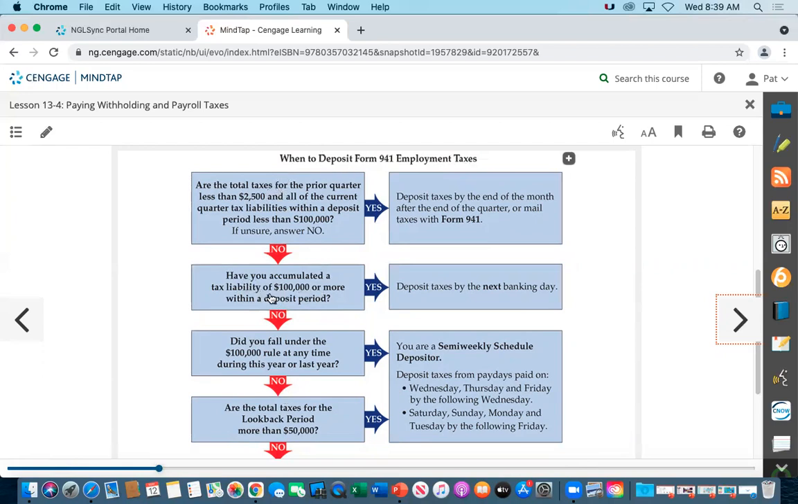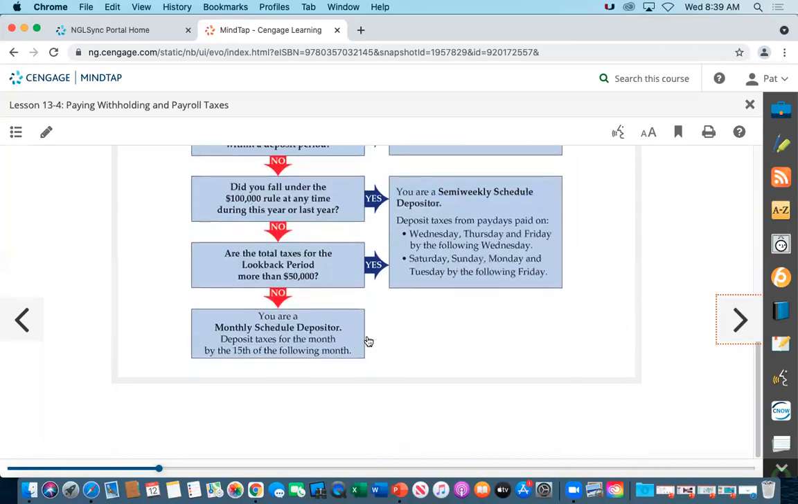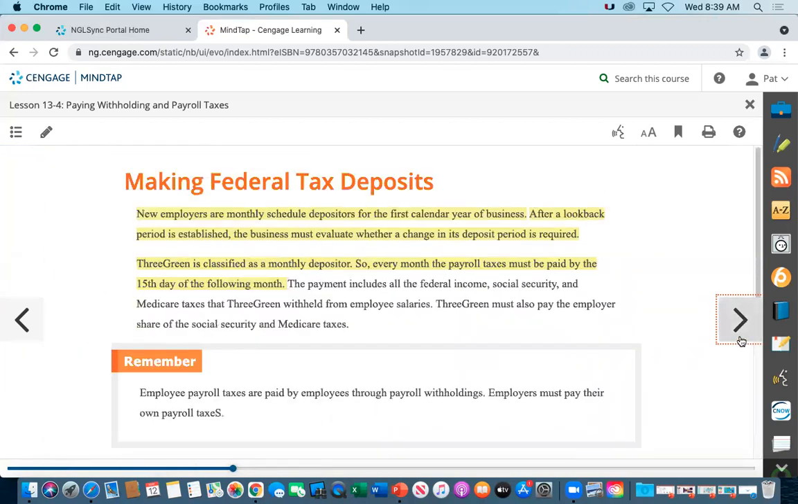Have you accumulated a tax liability of $100,000 or more within a deposit period? Yes. Do you need to pay taxes the next day? No. You follow a $100,000 rule during this last year, you're a semi-weekly or weekly depositor. Okay. If not, you're a monthly depositor. Our company is going to be a monthly depositor, which means we'll be paying taxes on the 15th of the following month. So we will pay semi-monthly payroll on the 15th and the last day of the month. We'll withhold those taxes, and then we'll pay those taxes on the 15th of the next month. Okay. As long as you get the big idea, I think that's the most important.